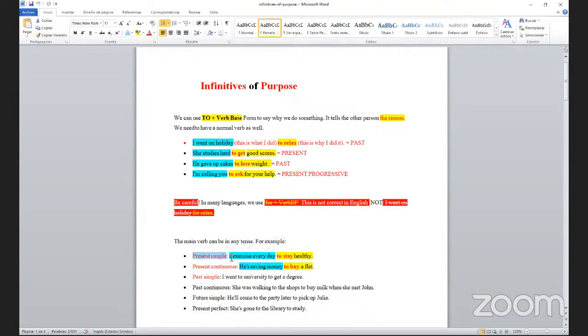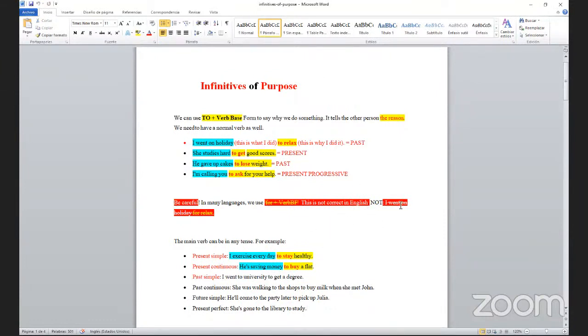So we can see here more examples in different tenses. Simple present, I exercise every day to stay healthy. Present continuous, he is saving money to buy a flat. Past simple, past continuous, future simple with will, he'll come to the party later to pick up Julia. So perfect, we could use it with perfect tenses too. She's gone to the library to study, for example. So we could use it with any tense, okay?